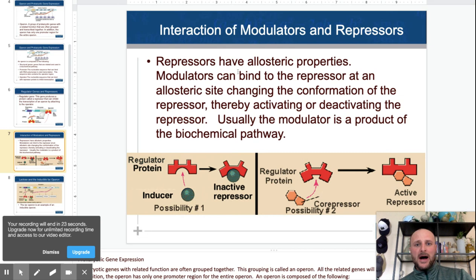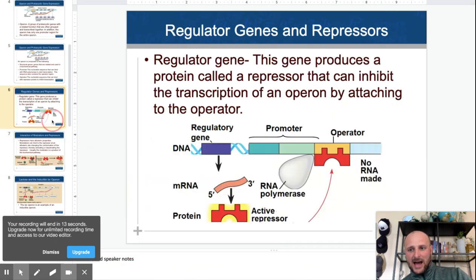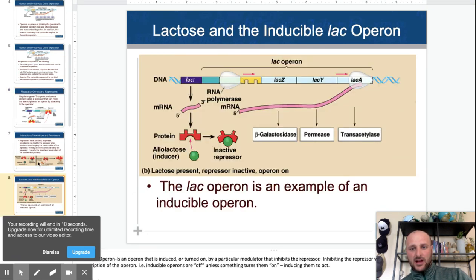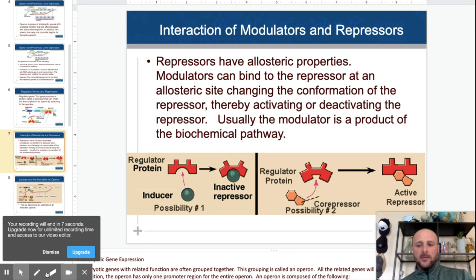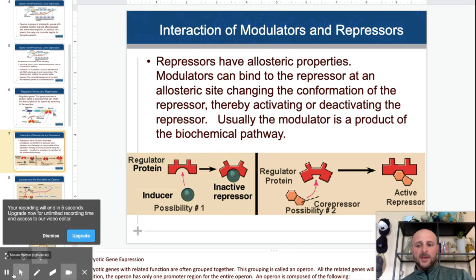But then we have modulators, and these things can affect the repressor. We can have this modulator here, which can turn this repressor off. If it's shaped like that, it can't fit in here. That's a modulator. I'm going to stop the video and pick back up again with a new video.